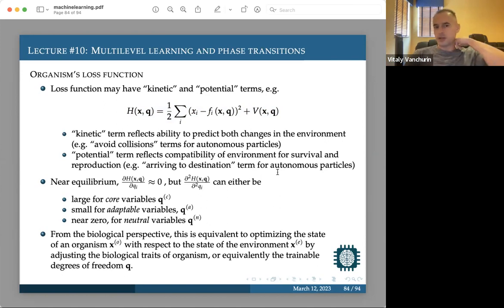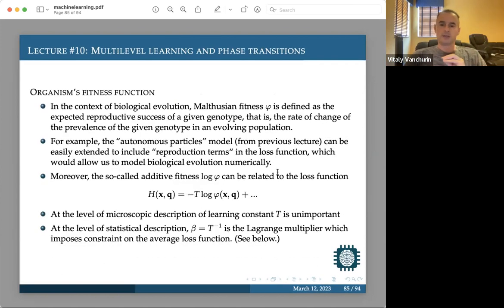Okay, so I'll take questions after the next slide, but let me now go through this description of the organism all the way. And so I already mentioned that the fitness function is something that is usually associated with a given organism.